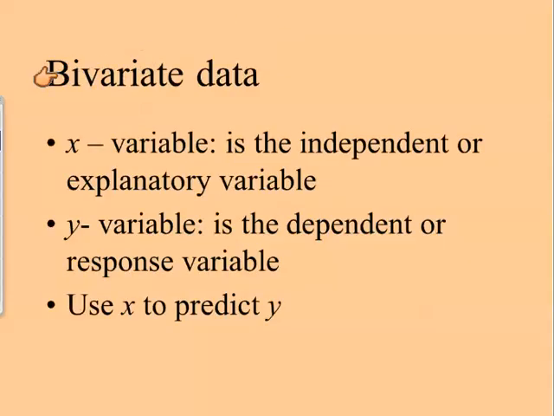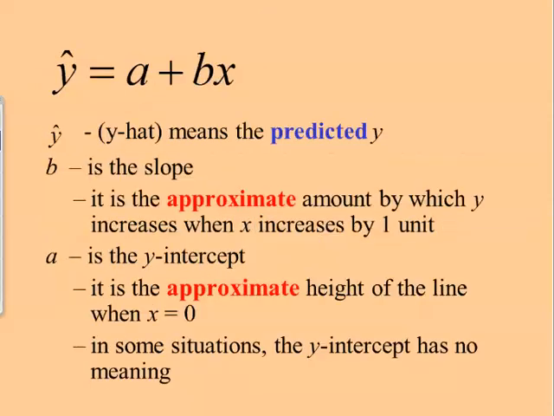We're taking bivariate data. We've got an x, a variable that is the independent or explanatory variable, and a y variable, which is the dependent or the response variable, and we're trying to use x to predict the value of y. If we do a least squares regression analysis, what we wind up with is this equation, y hat equals a plus bx. The y hat means it is the predicted y, not the actual y.